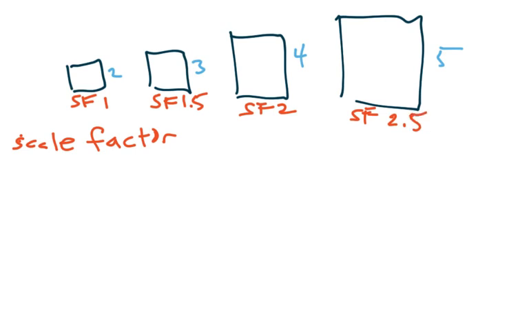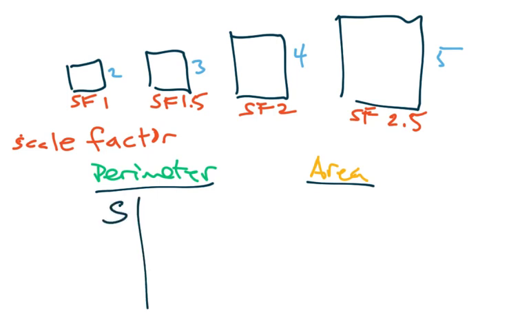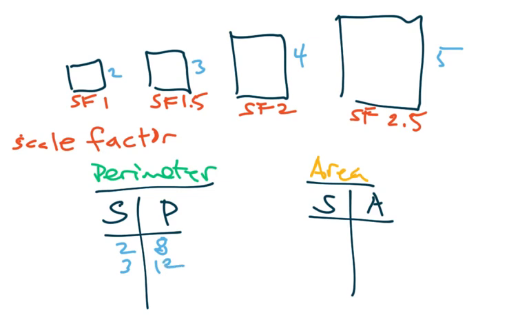For side length, I want to explore two things, perimeter and area. We've looked at these ideas before. If we were going to make an input-output chart with side length being the input and perimeter the output, and the same for area, then with a side length of 2, clearly P equals 4S, so our perimeter would be 8. Side length of 3, perimeter would be 12. Side length of 4, perimeter would be 16. Side length of 5, our perimeter would be 20.